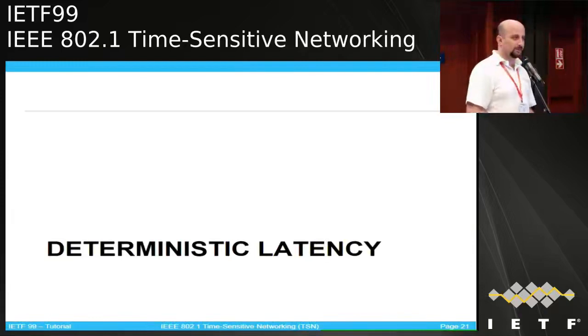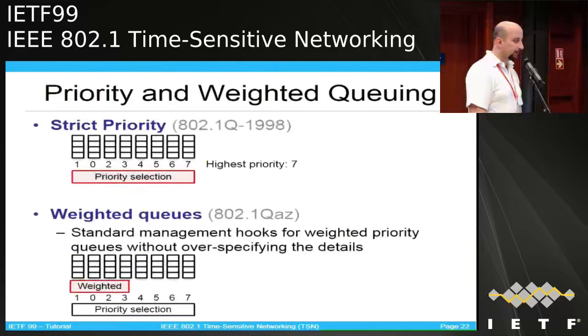Okay, so after the reliability aspects, which includes protection in the ingress, let's see what happens on the other box at the output port, the queuing mechanisms, in order to provide deterministic latency. I guess you are all familiar with strict priority queuing, which was started in 1998. That was the basic queuing mechanism we had, and to that weighted queues were added with simple hooks, in order not to overspecify the details.